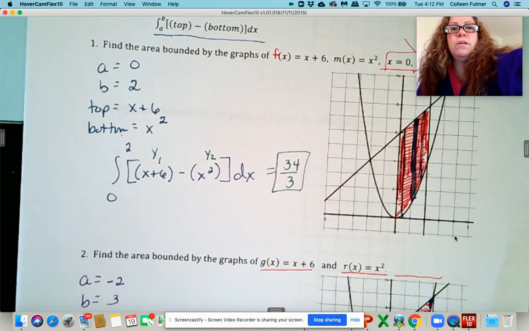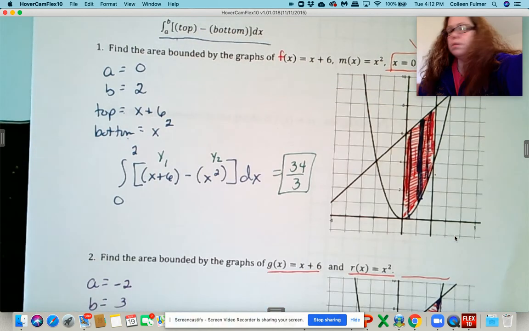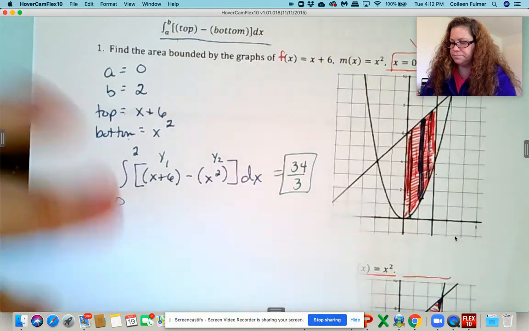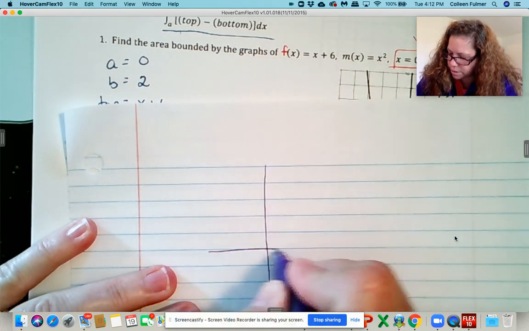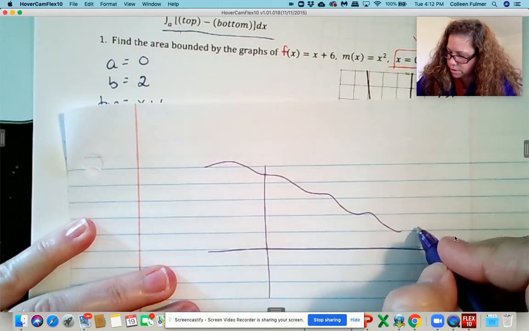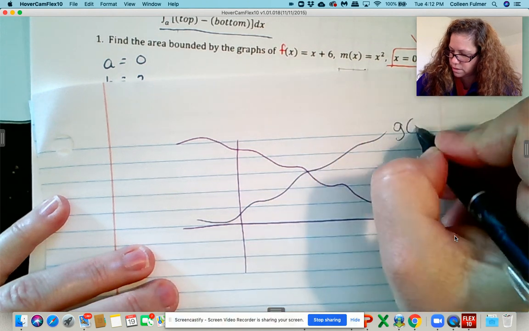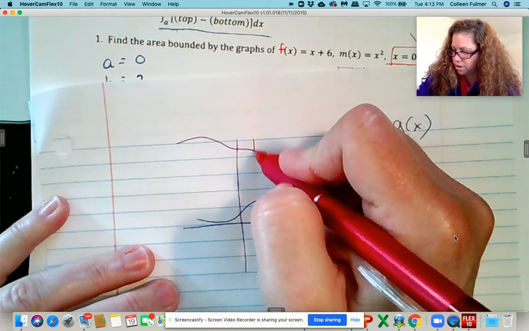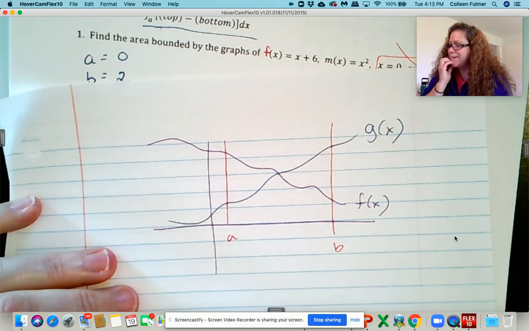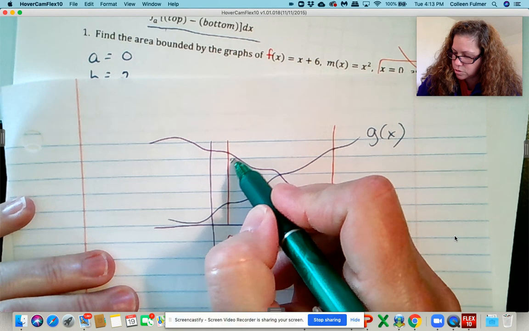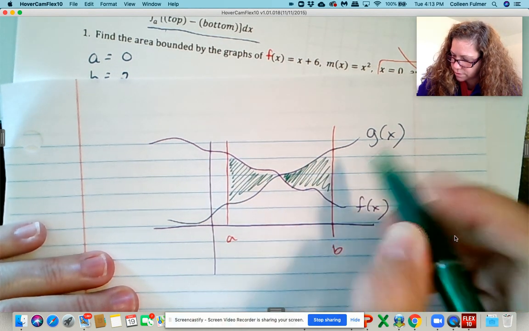Okay, now I do want to caution you. These are pretty simple when you first start, but let's suppose that I give you this guy is f of x. And let's say that this guy is g of x. And let's say we're going from A to B. And we're asked to find the area bounded by those two graphs. So that would be all of this stuff and all of this stuff.